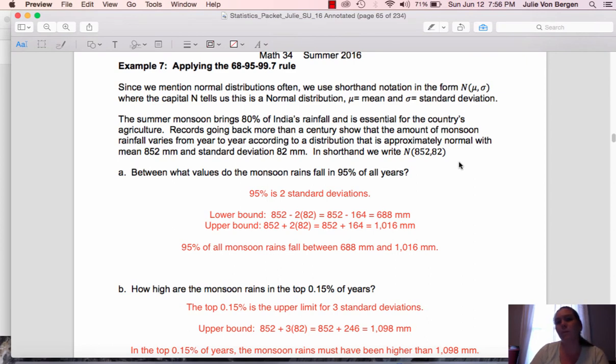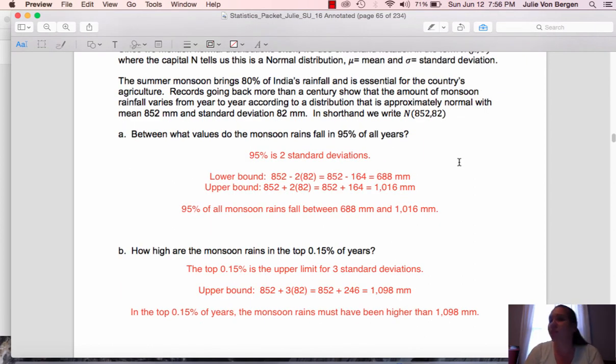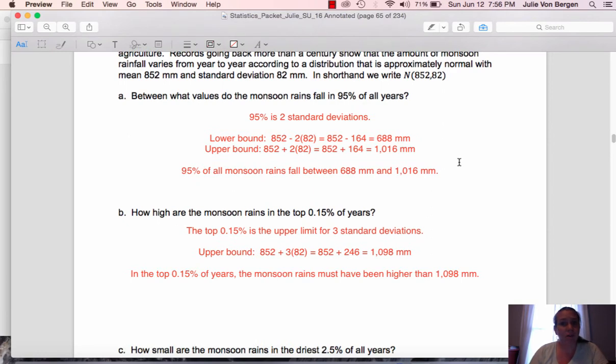So to solve this, we could certainly sketch out the normal distribution curve, and that's often helpful to do. But we can also just think about the lower bounds and the upper bounds. So question A asks, between what values do the monsoon rains fall in 95% of all years? So 95% is contained within 2 standard deviations. So our lower bound, we start with the mean and we subtract 2 times the standard deviation. So we get 852 minus 164. So our lower bound is 688 millimeters.